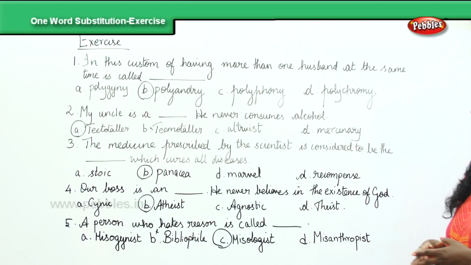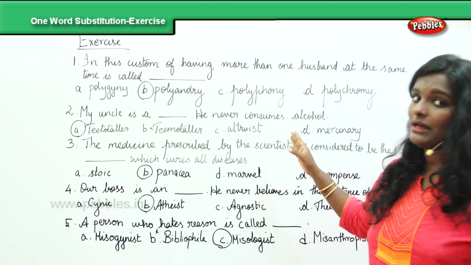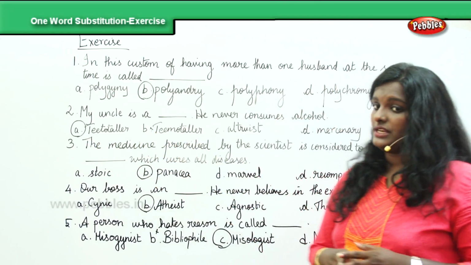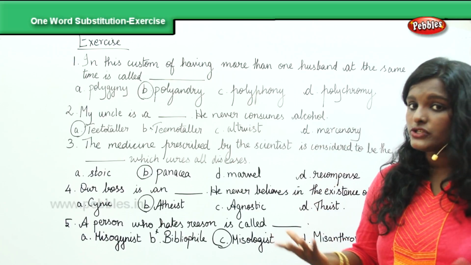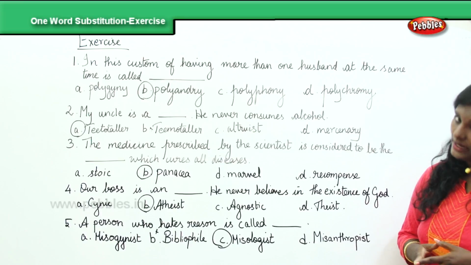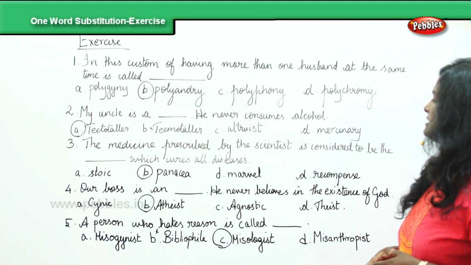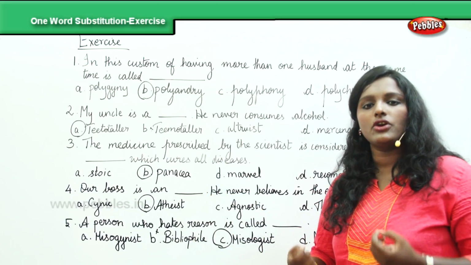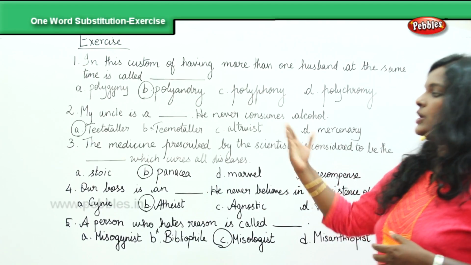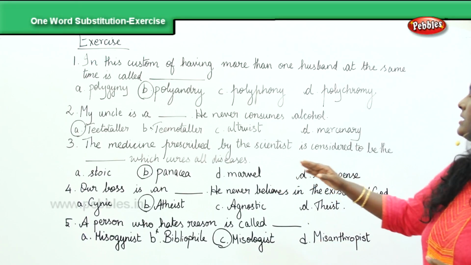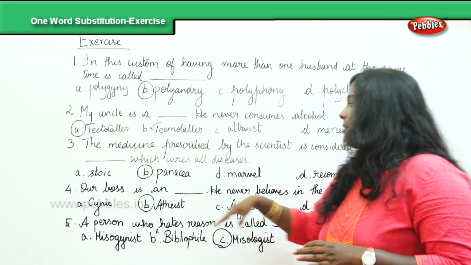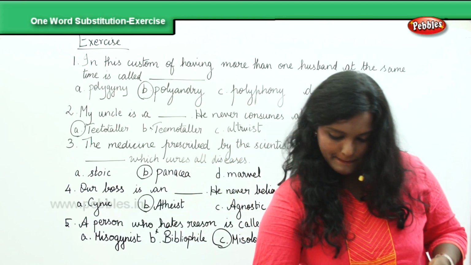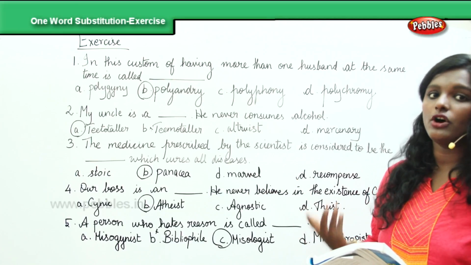My uncle is a dash, he never consumes alcohol. So when a person doesn't consume alcohol or doesn't smoke, doesn't have any bad habit, he is called a teetotaler, because teetotaler is not an English word. An altruist means devotion towards people, and mercenary means being money-minded. The medicine prescribed by the scientist is considered to be the dash which cures all diseases. Panacea. Panacea means a cure, a solution for all the diseases or problems, whereas stoic, marvel, and recompense cannot be fitted in here, because marvel means wonder. Recompense means rewarding, and stoic means being in pleasure or pain.